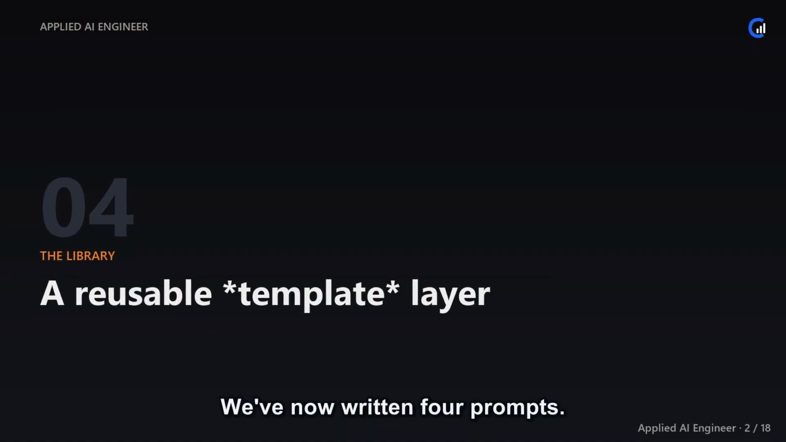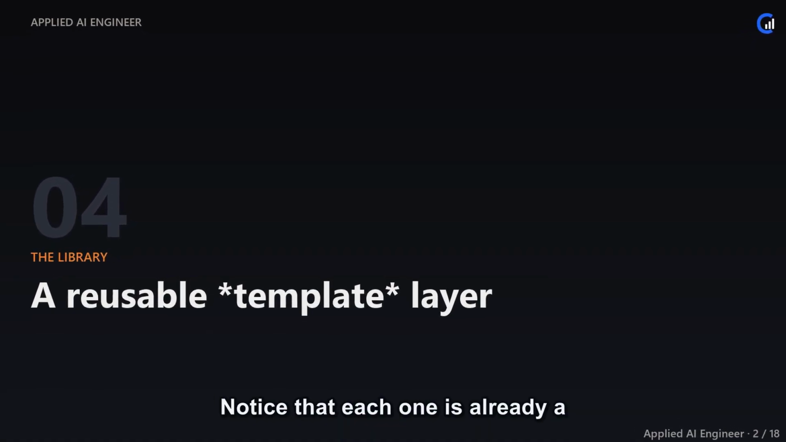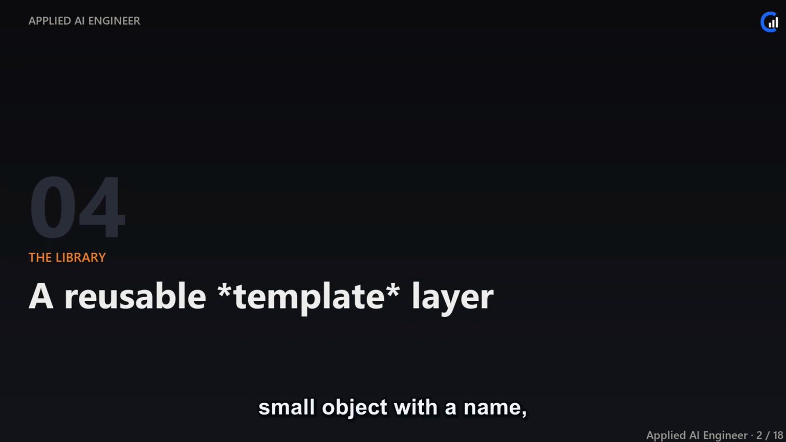We've now written four prompts. Notice that each one is already a small object with a name, a version, and a template string, not a raw f-string. That's no accident. Let's build the tiny template layer that makes this possible, from scratch, so nothing about it is magic. Then we'll see the LangChain equivalent.